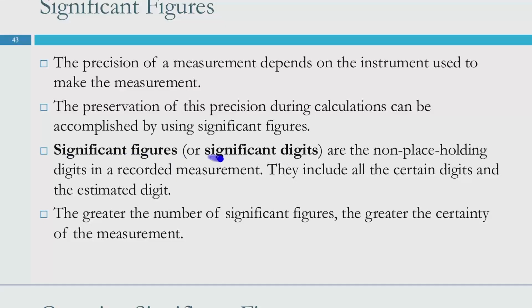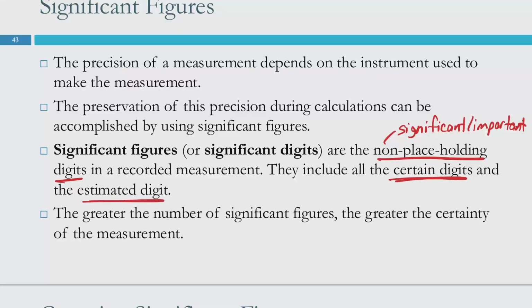So significant figures are significant digits. These are our non-place-holding digits, the significant digits, the important ones, in a recorded measurement. So it's going to be all of our certain digits and the estimated digits. The more significant figures that we have, the greater the certainty or the more precise our measurement was. And we've got rules, our first set of rules, with significant figures.